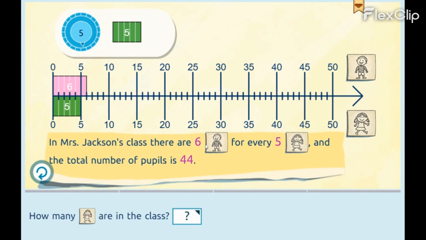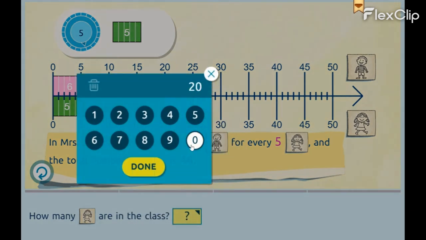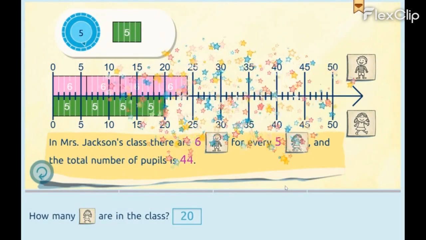We're going to use the boys 4 times. Let's see. 1, 2, 3, 4. And we are going to use the girls section 4 times as well. 1, 2, 3, 4. 24 plus 20 gives us 44. So how many girls are in the classroom? It is 20, right?